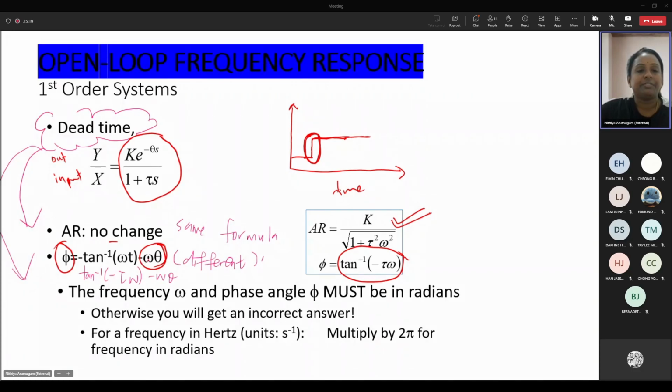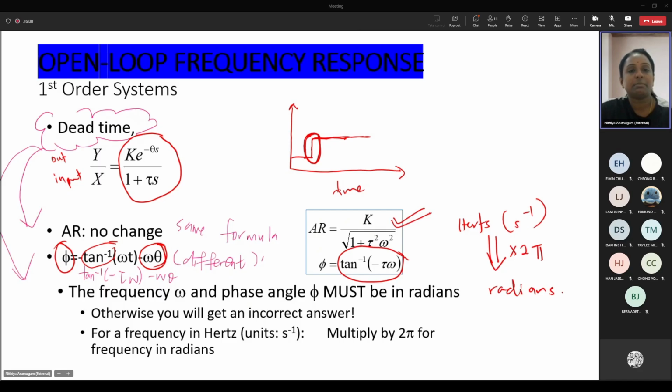Frequency times the phase angle, okay? And the frequency and the phase angle must be in terms of radians, so that when I apply the tangent, I can solve it correctly. Otherwise, your answer will be wrong. For example, if the term is not in radians and it is expressed in hertz, or we call that per second, we need to convert this unit to radians. That can be done by multiplying with 2 pi to get it in terms of radians.